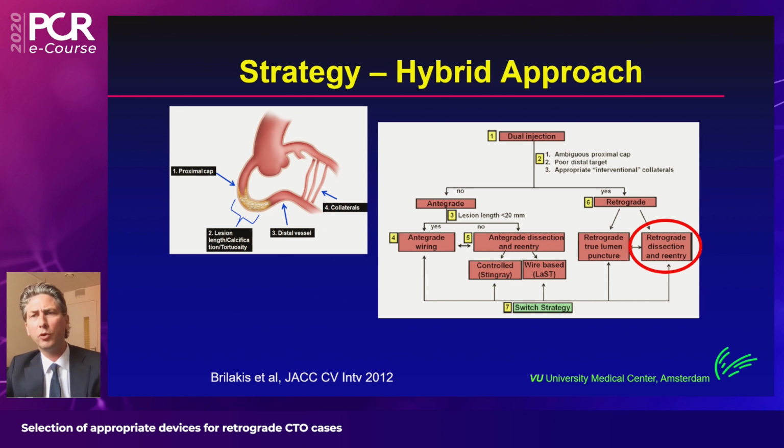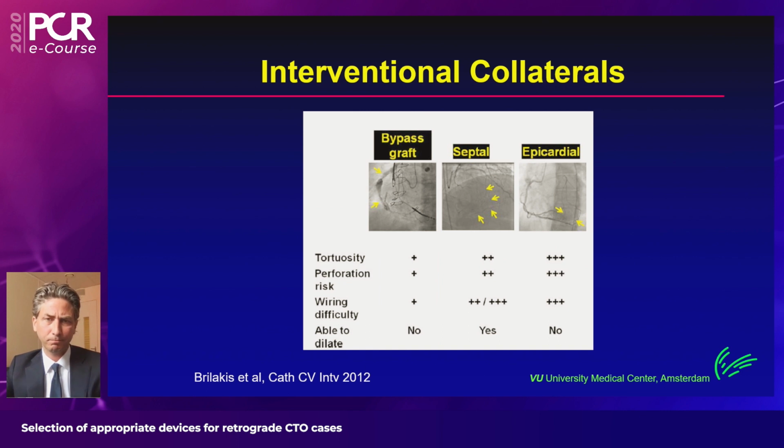So we've grown accustomed to use the hybrid strategy in Amsterdam, in which we take a look at 4 features on how to tackle a CTO, which basically looks at the proximal cap, the lesion length, the distal target for antegrade dissection reentry, and the collateral channels you have. And in this case, if you walk through the algorithm, we decided to go for a dissection reentry strategy with the reverse CART as a primary approach in this case.